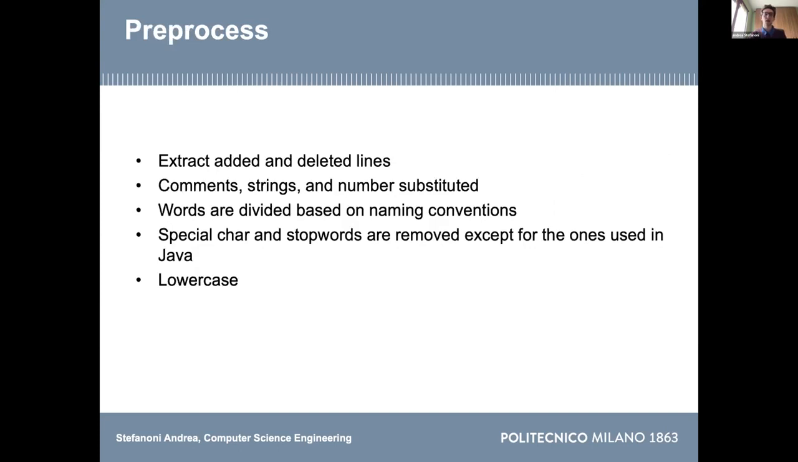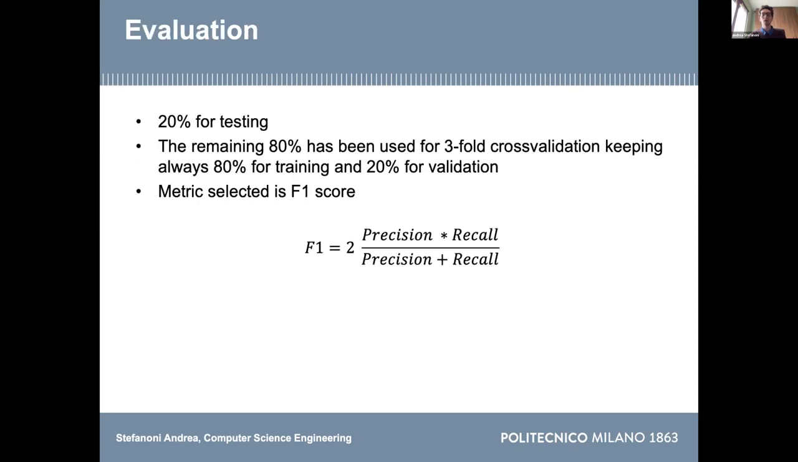As for the preprocessing, we extracted the added and deleted lines from the patch, and we substituted the common strings and numbers with special tokens, and we divided the words based on the naming convention of the variables and functions, such as snake case and camel case. Then we removed all the stop words and special characters that are not used in Java, and lowercased everything to have a small number of tokens. For the evaluation, we used 20% of the data for testing and the remaining 80% for threefold cross-validation, using the F1 score.